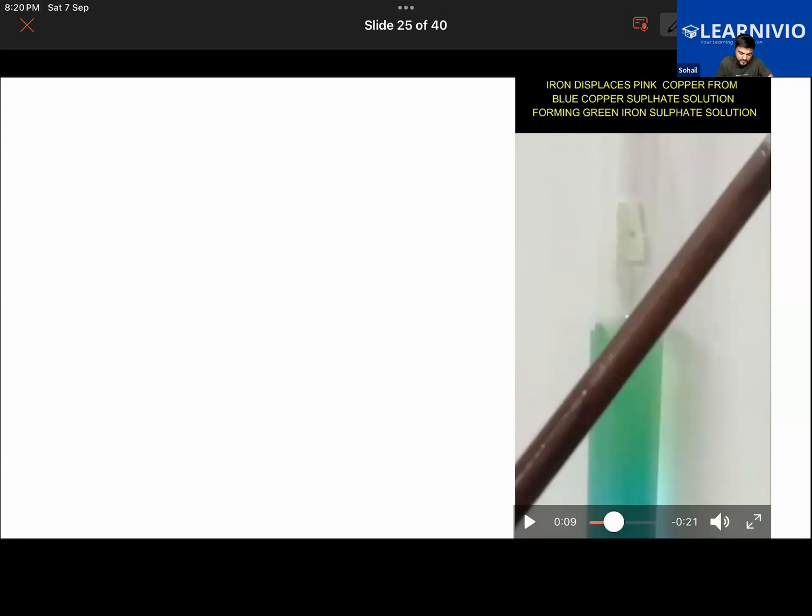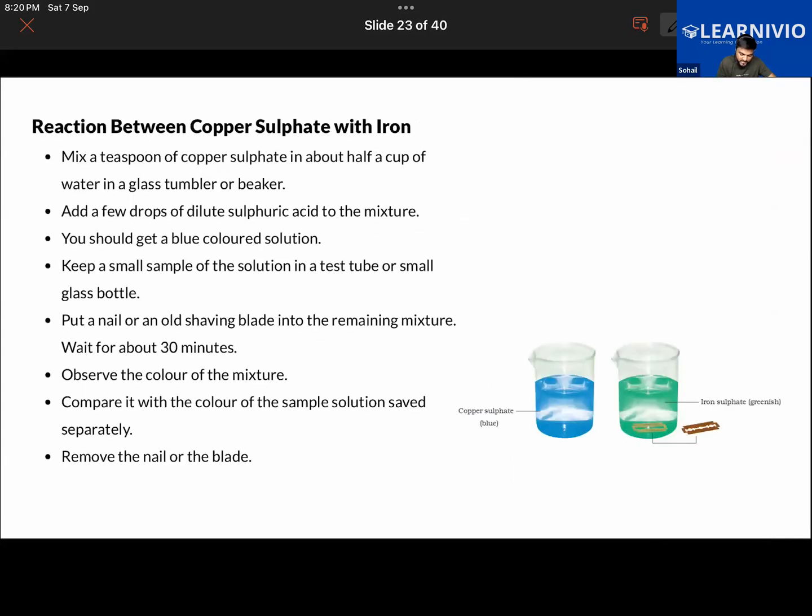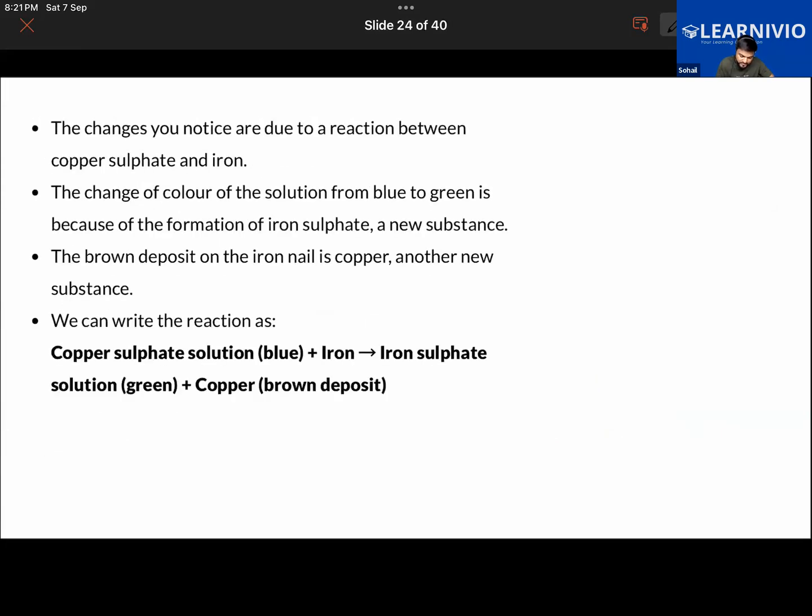Getting it now? So here what happened is that we had taken some powder of copper sulfate. We mixed it in water. After mixing it with water, we had the solution of copper sulfate. And as we dipped the iron object in it, the chemical reaction took place in the following manner.